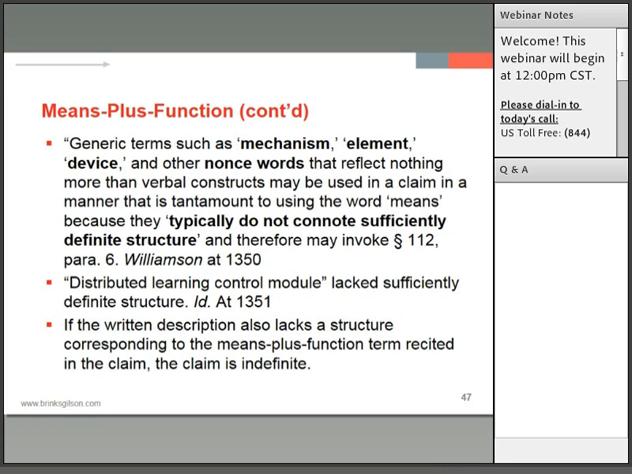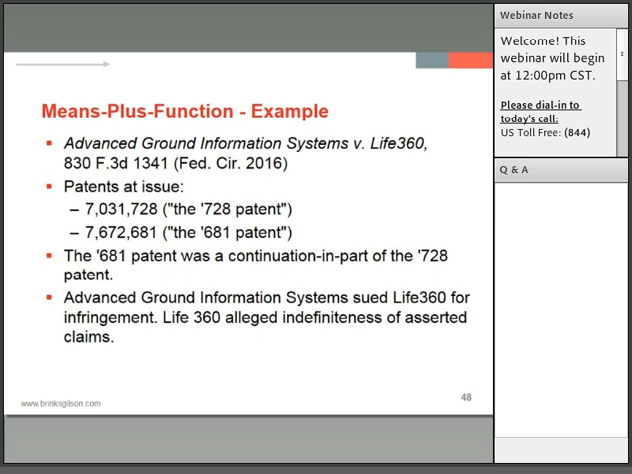And for example, distributed learning control module was said to be a means plus function term, and there was no structure described for what this control module did. And so if it's a computer function, then it would be an algorithm or something, but it was not there. So then in 2016, there was a decision by the Federal Circuit that built on this consideration.